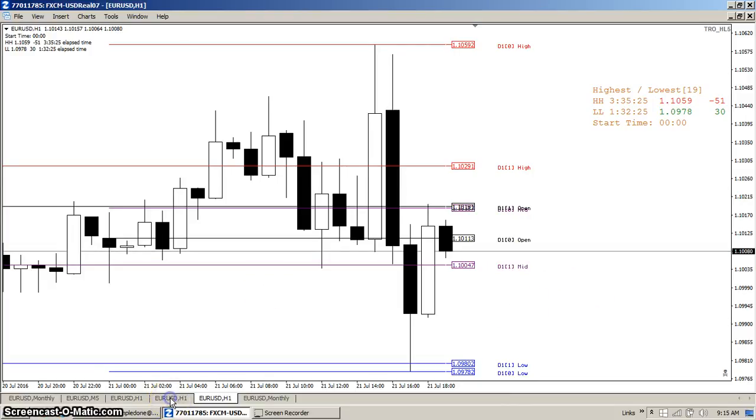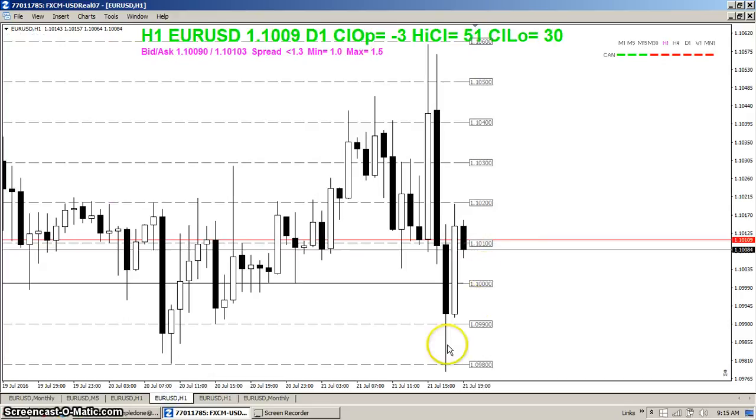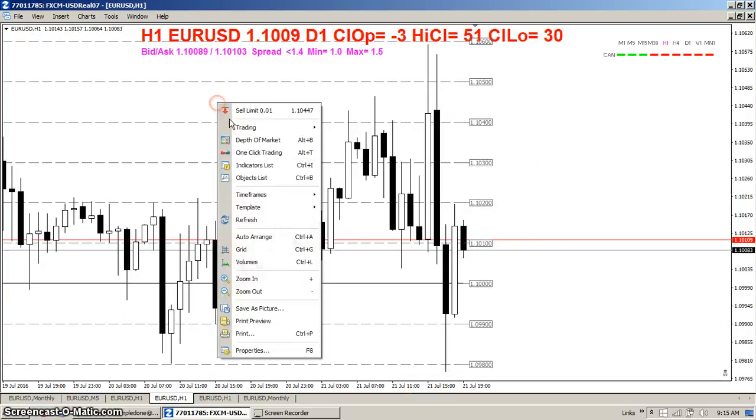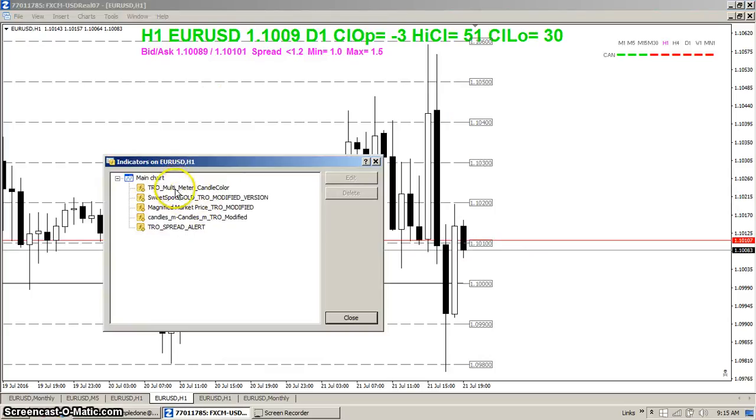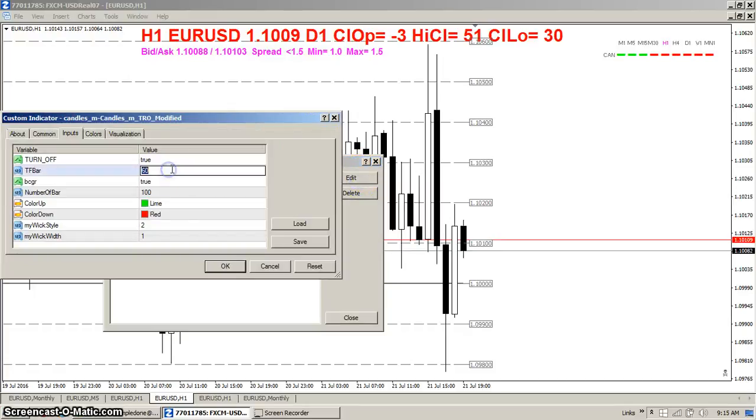Of course, if you just want to trade on a pure price, you can trade using the Sweet Spots Gold indicator. I modified it. I modified the market price. I created the spread alert and the multimeter. And if you want to, you can always have shadowing of candles.